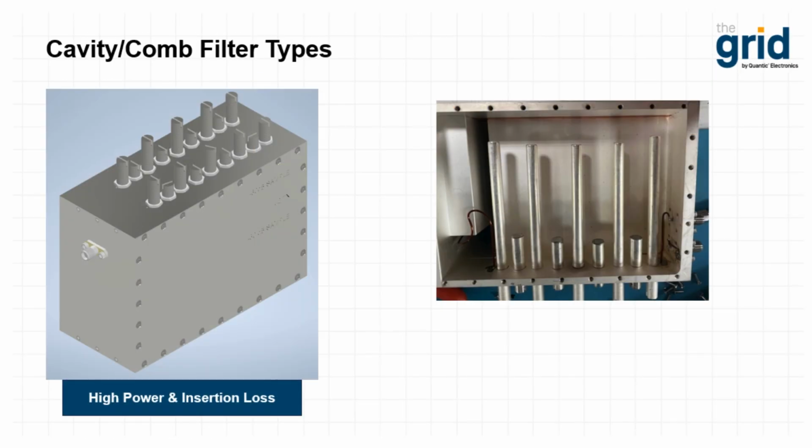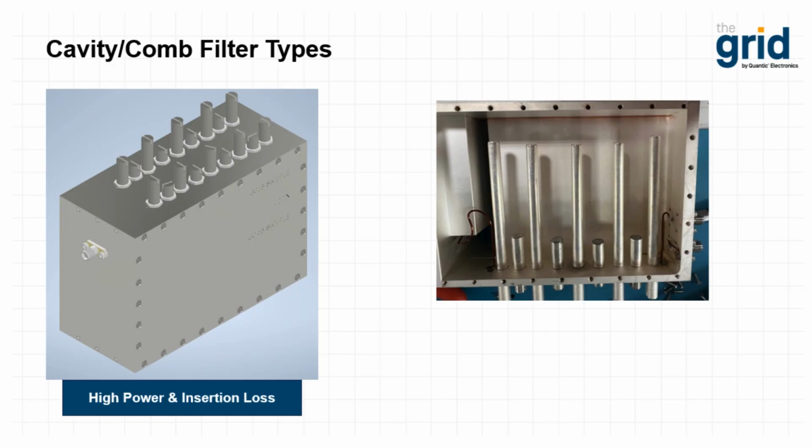Shown here is a physical implementation of a comb or a cavity style filter. These consist of rods that are quarter wavelength long in a housing, and the rods couple energy to each other depending upon how close the rods are to each other. The closer the rods are to each other, the more energy is coupled from rod to rod, and the broader the bandwidth of the filter.